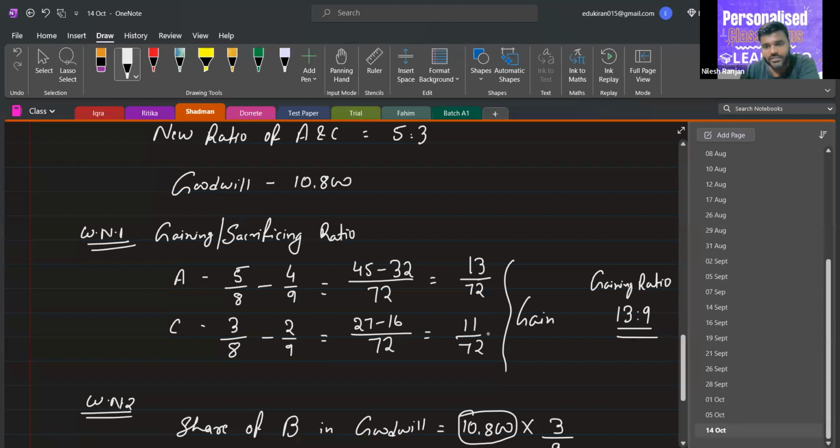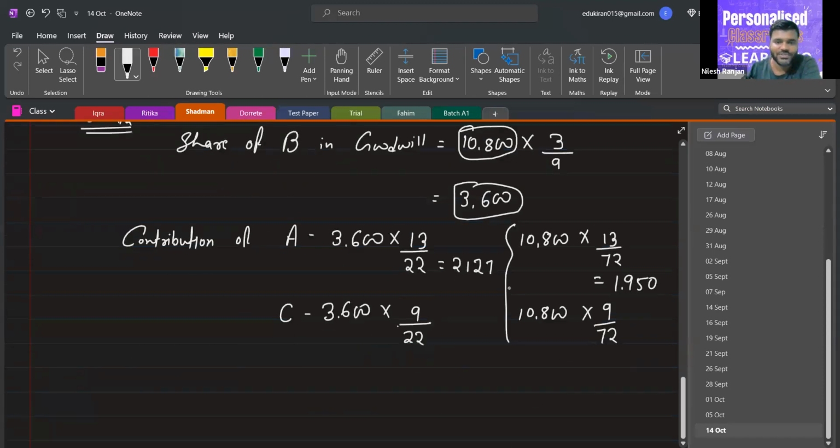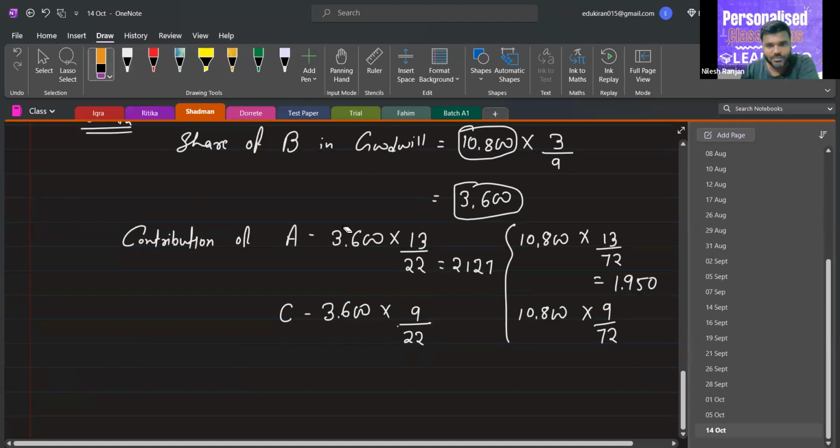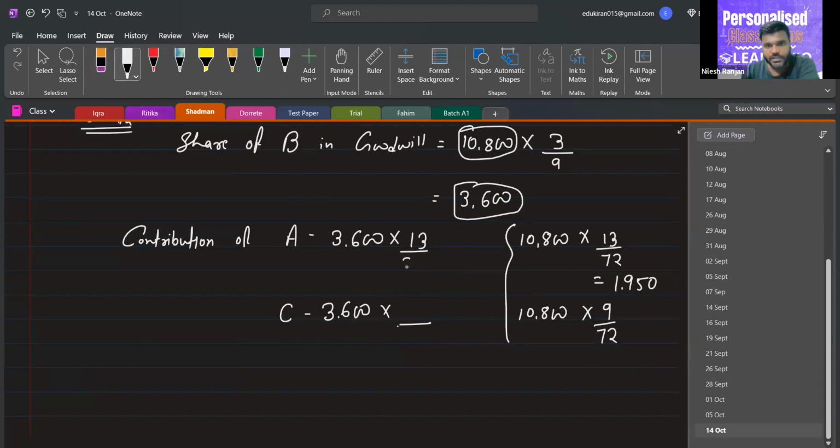It is 11 by 72. Yes, it's 11. I have written it 9. Okay. So, the amount will change here. Divided by 24 or 11 divided by 24. Okay, now it is 1950. Is this clear? Yes, sir.